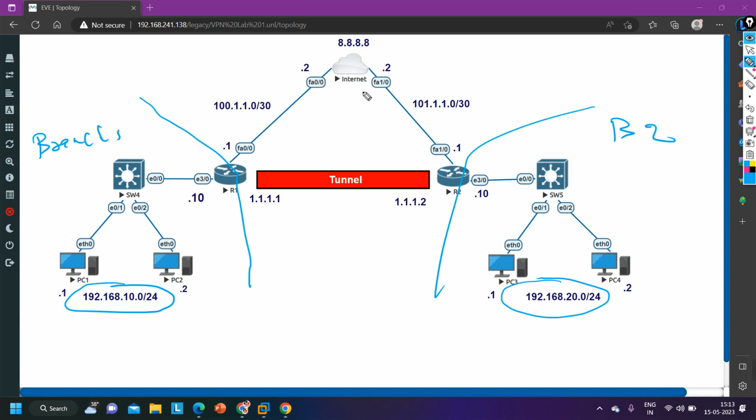192.168.20.0/24 network. Between the branch 1 edge router and the ISP, I am using the 100.1.1.0/30 network. Between the branch 2 edge router and the ISP, I am using this network. Hope it is clear.